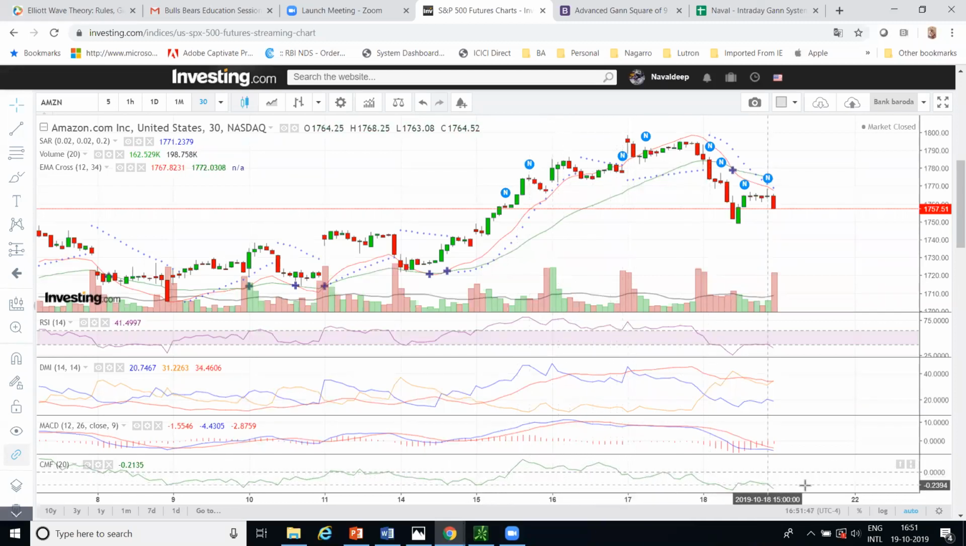Quick question. Does the MACD work for long-term trading, like more than a few days? Yes, if you do a day chart, yes. Okay, thanks.